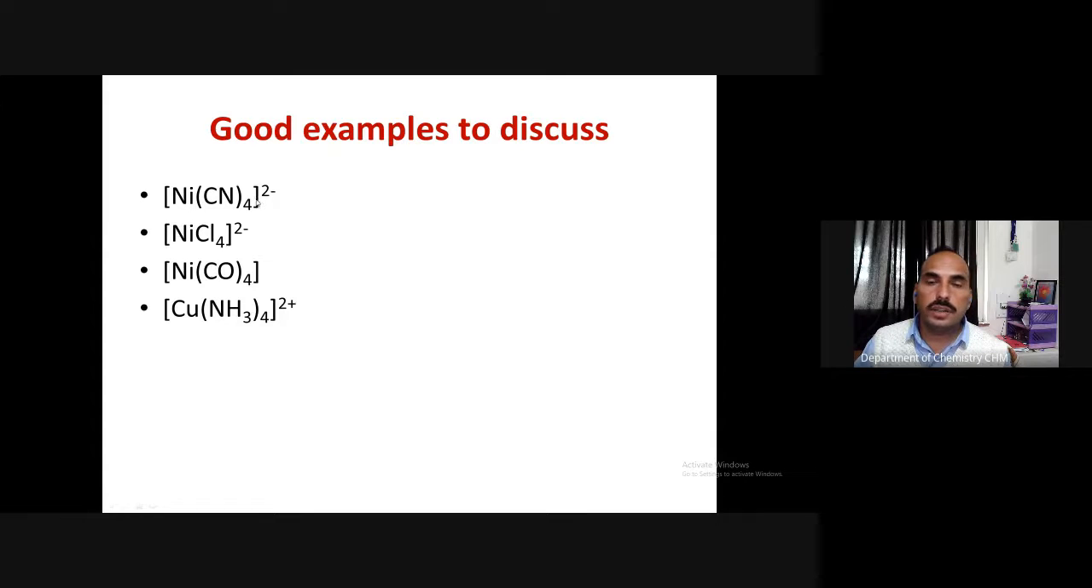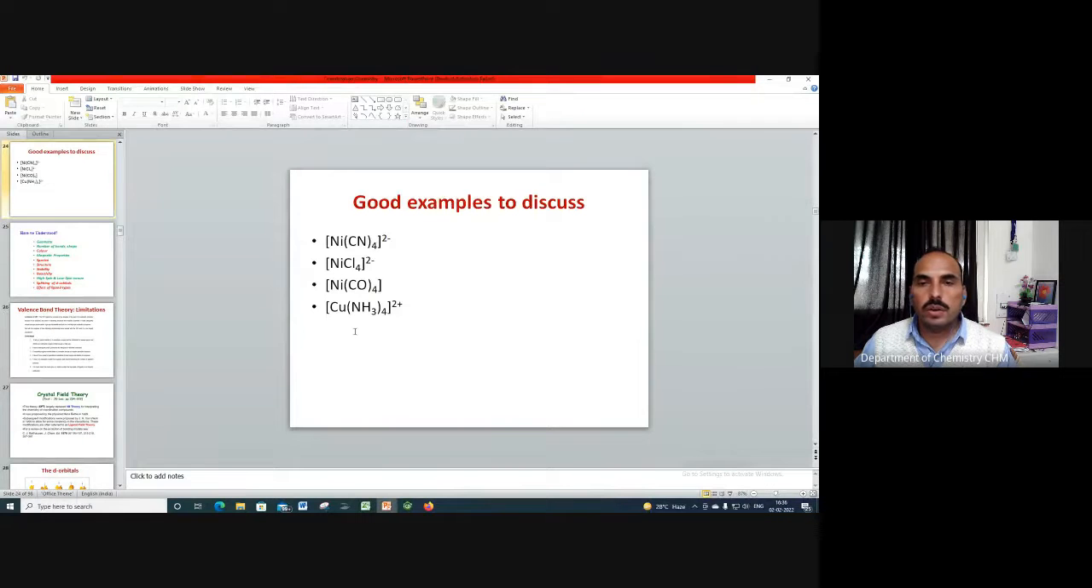Okay. Ni(CN)4, I told you it's a d8 system, diamagnetic, has to be dsp2. NiCl4, tetrahedral, paramagnetic, right? Two unpaired electrons. This is an interesting example: copper tetraammine 2 plus. It is interesting because copper here is in a d9 configuration, because it is copper 2 plus, right? And if it is d9, it is also known that it has a square planar geometry.